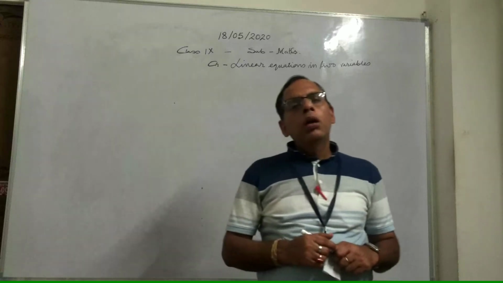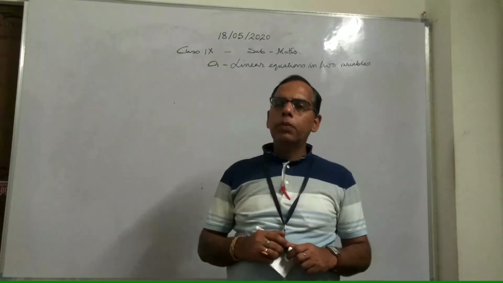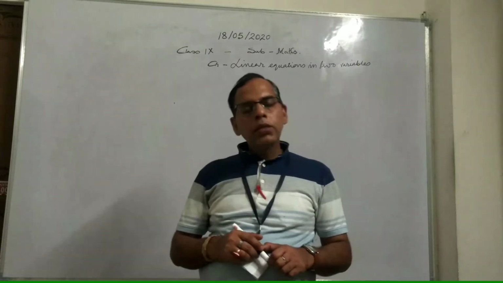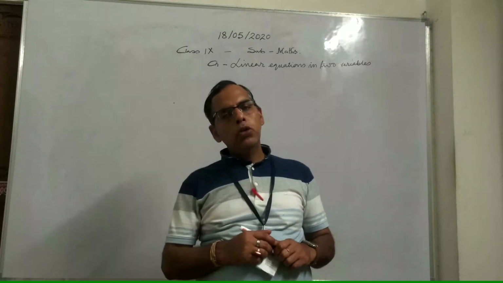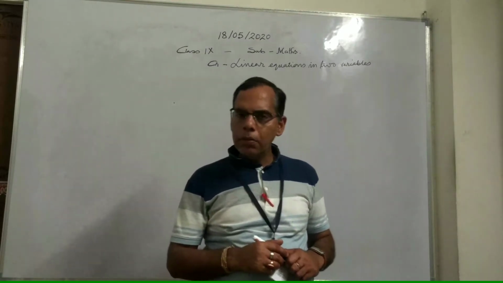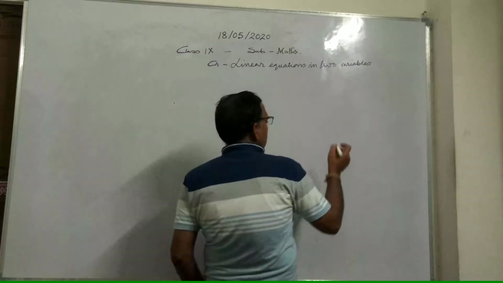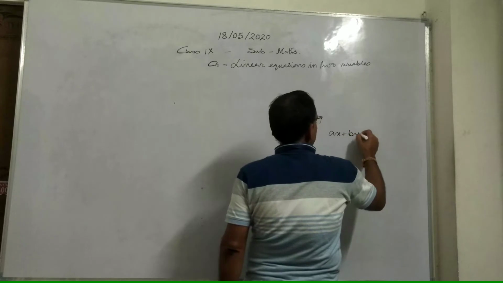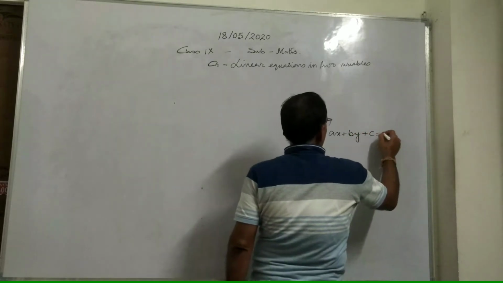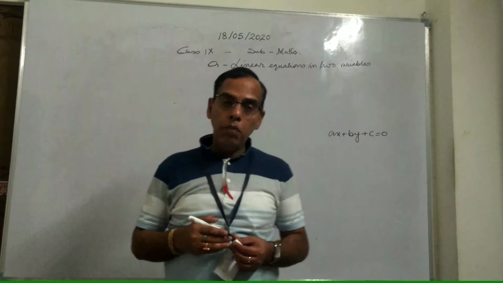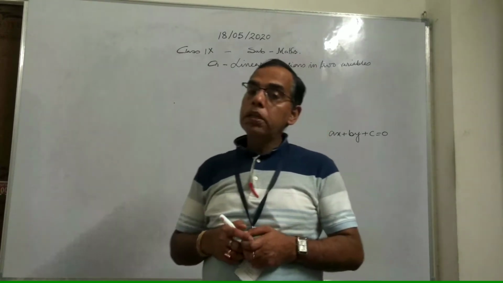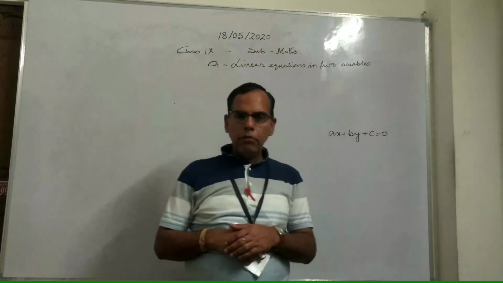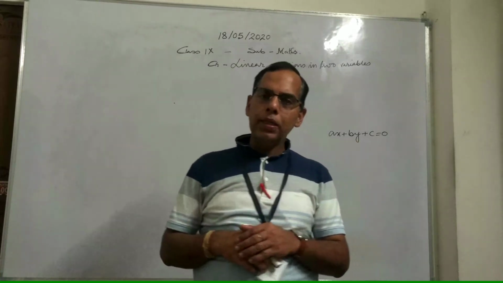Students, we have already started another chapter, that is linear equation in two variables. And last day we have seen the standard linear equation in two variables. What is the example of standard linear equation in two variables? That is ax plus by plus c equal to 0, provided a, b not equal to 0. Because if a and b are 0, then x and y will not exist.